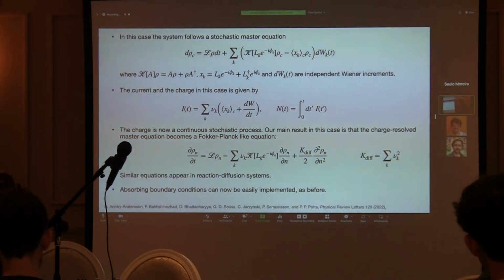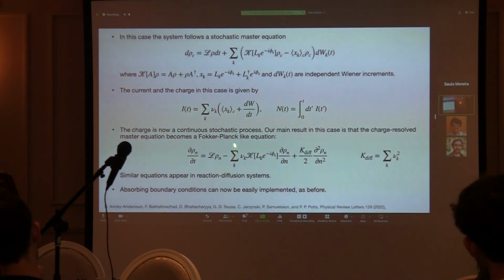It's not discrete. And what is nice is that in this case you get what looks like a Fokker-Planck equation. So essentially, the rate of change of your rho_n has the usual Lindblad term, and then there's this superoperator K, which is essentially A rho plus rho A dagger. It appears as a drift term, so the first derivative of the density matrix. And there's also a diffusion term, which depends only on your choice of mu_k.